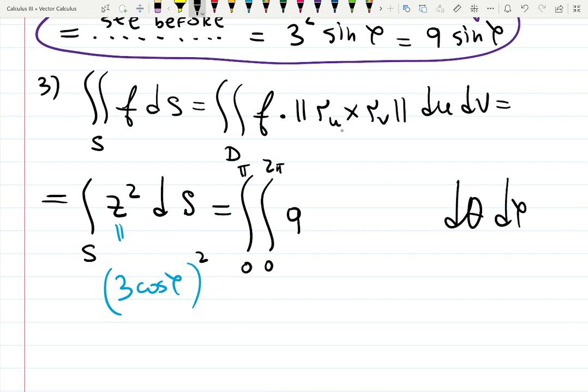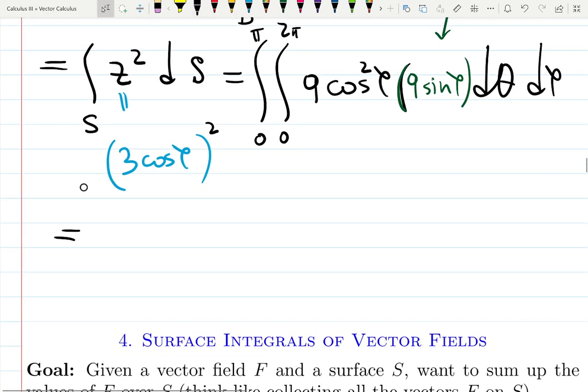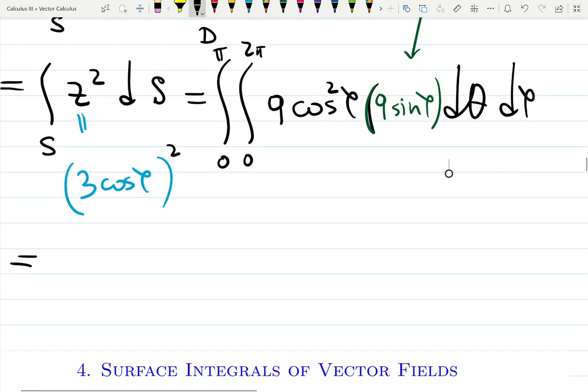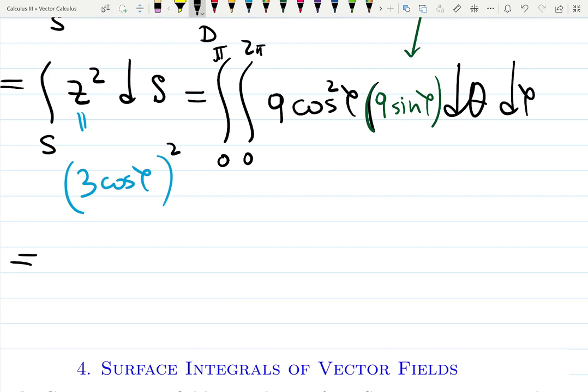9 cosine phi squared times, and now this piece at the very end, the tail, 9 sine phi. The tail goes here, 9 sine phi. 81 can be kicked out, and you have, first of all, interesting, there is no function in terms of theta. Let's see that first. There is no function inside in terms of theta. It's just an integral in terms of phi.